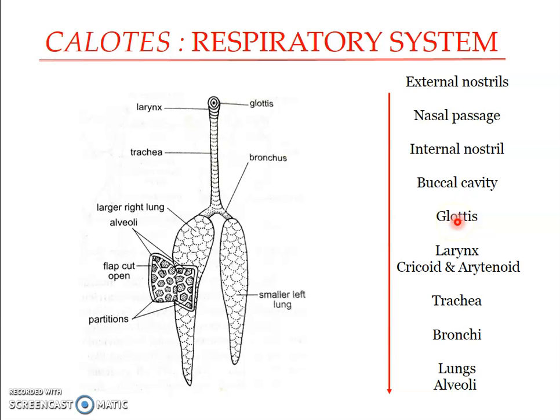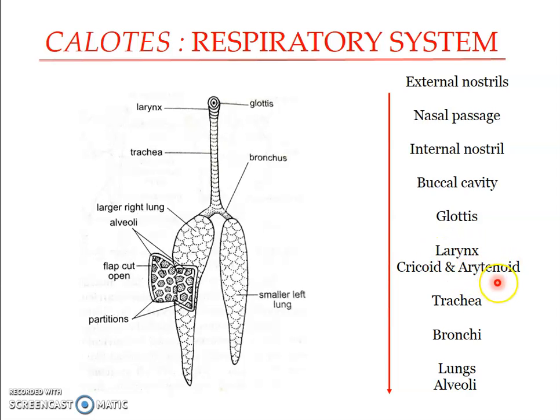and this opens posteriorly into the larynx, the chamber. You can see here the larynx part. The larynx is supported by the cricoid and arytenoid cartilages. A single cricoid and a pair of arytenoid cartilages support the wall of the larynx.